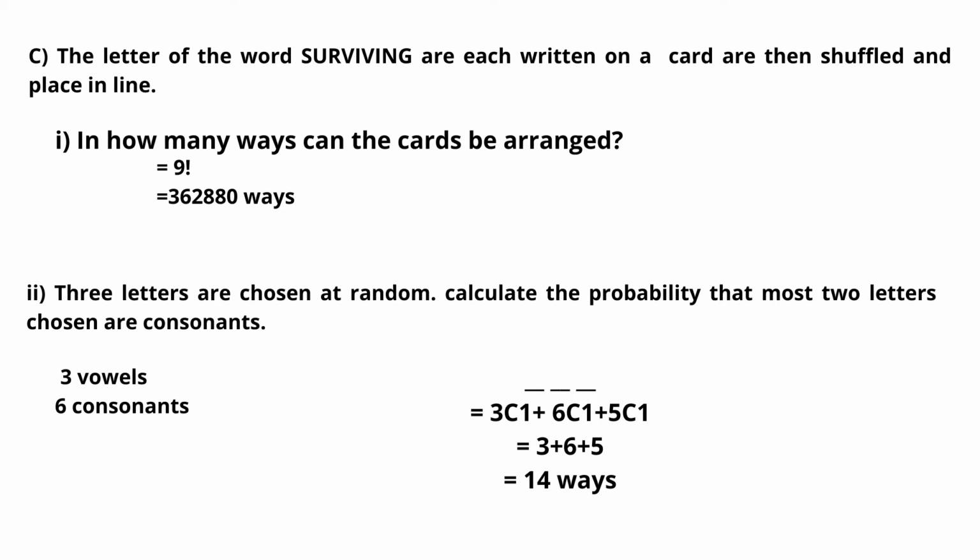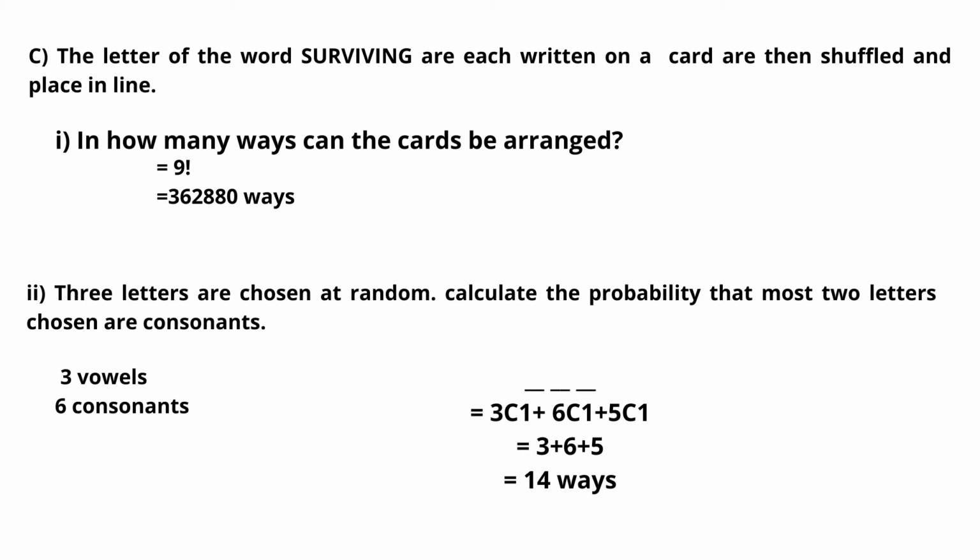So next question: 3 letters are chosen at random. Calculate the probability that at most 2 letters chosen are consonants. So in the word surviving, we have 3 vowels and 6 consonants. So we're just going to choose 3 letters. 1, 2, 3. The first one we will put the vowels here. So it's going to be 3C1 or 3P1, either one, we can use either one. The second one we're going to put the consonants here. So it's going to be 6C1 and 5C1. So it's going to be 3, 6 and 5. So a total of 14 ways to put.